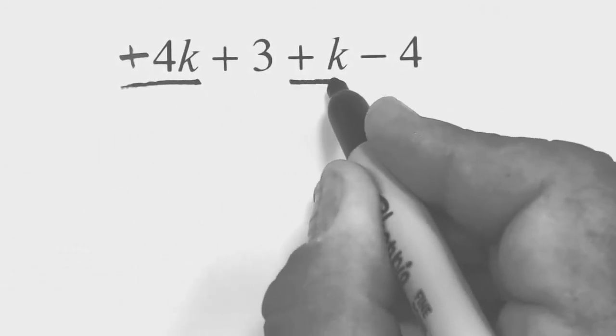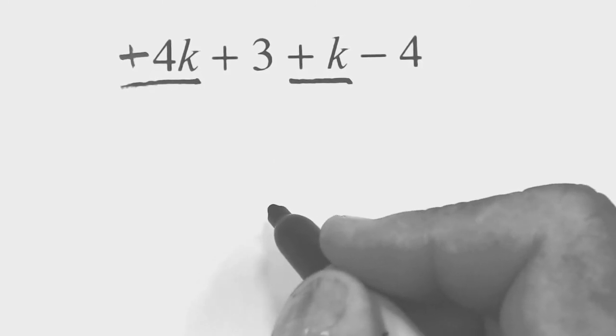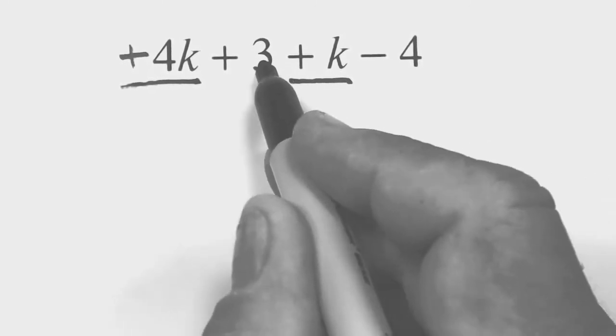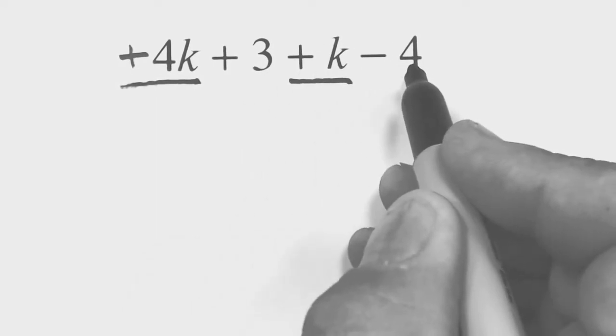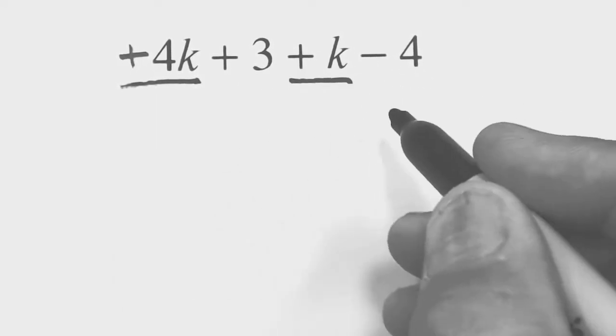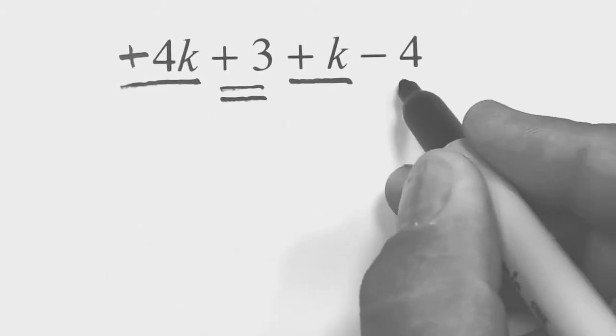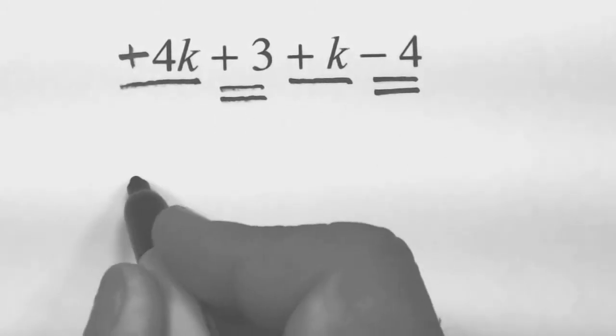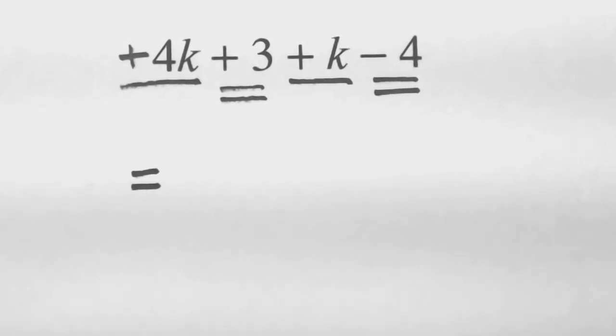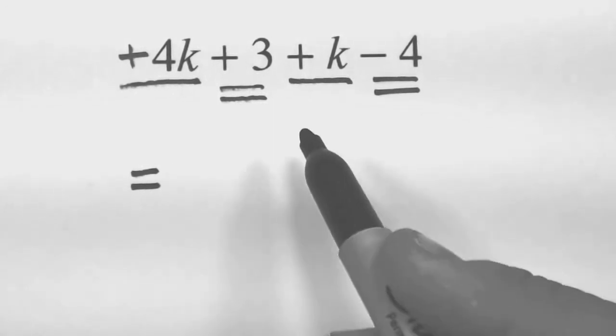Here's k to the first power. Those guys are like. But the other guys that are like are the plain numbers. What they have is no variable at all, so that makes them like. So plus 3 and minus 4 happen to be like. Okay, well now, we want to combine these, and here's the idea.